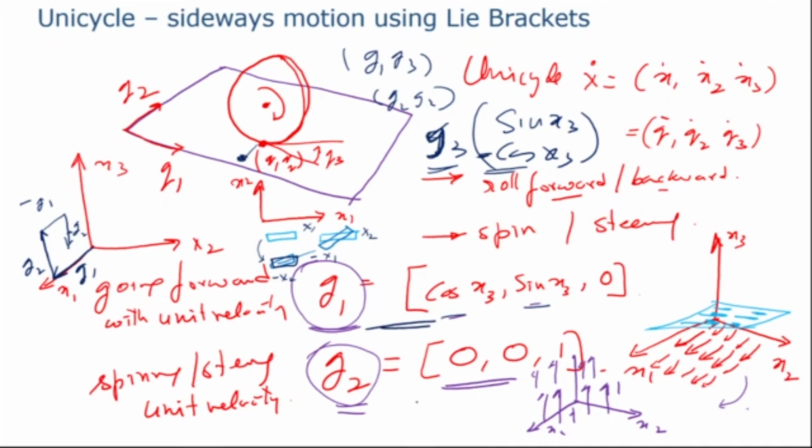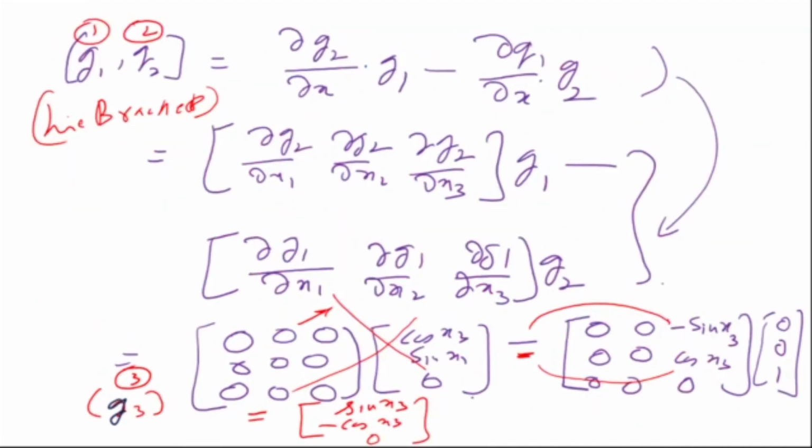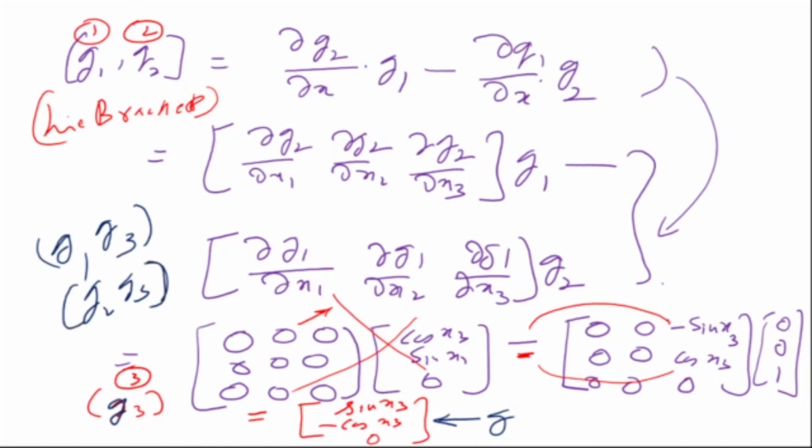There is a steering motion here, but Lie brackets give you a third motion which is also possible, which is actually sideways. Now the sideways motion is a combination of the other two vector fields. Now by successively using different Lie brackets, so G1 and G3, G2 and G3, I'm going to generate more vector fields. So each of these will become a new vector field.